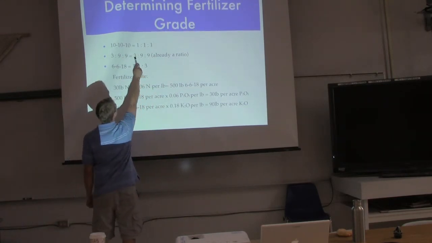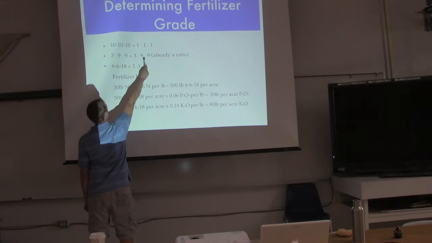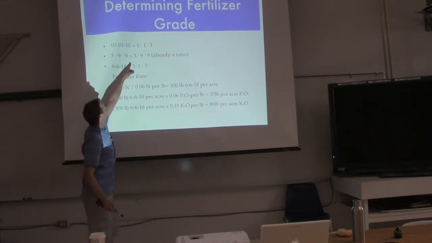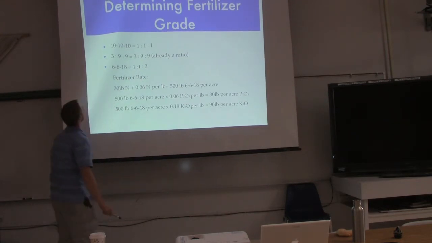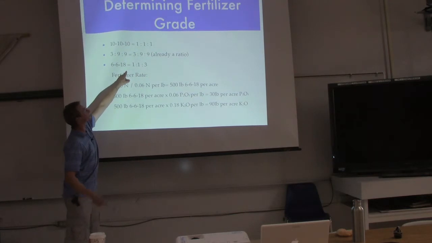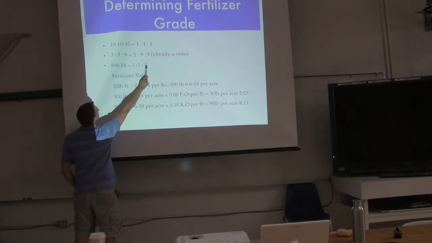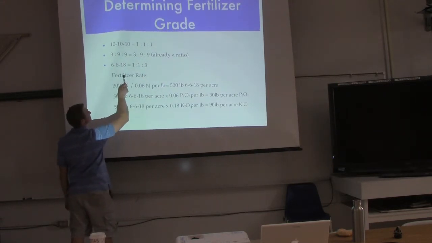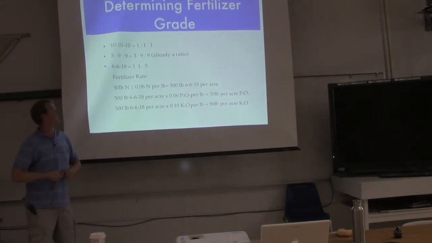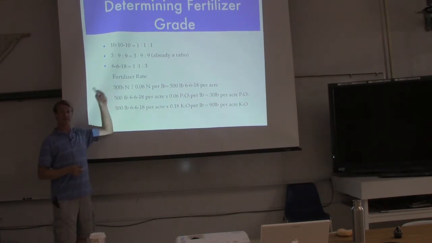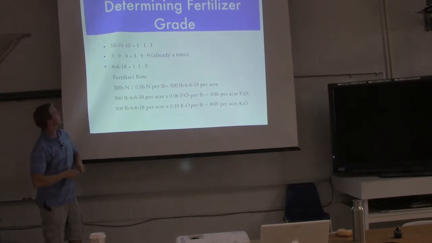Okay? So, that doesn't look anything like 1. Also, you can't have this, right? Because this always has to be a 1 first. 6-18-18. Let's simplify it. Ratio of 1, 1, 3. 1 part here, 1 part here, 3 times as many here, right? That's pretty darn close to what I'm trying to meet. Maybe if this is my only option, this is going to be the fertilizer for me. Okay?